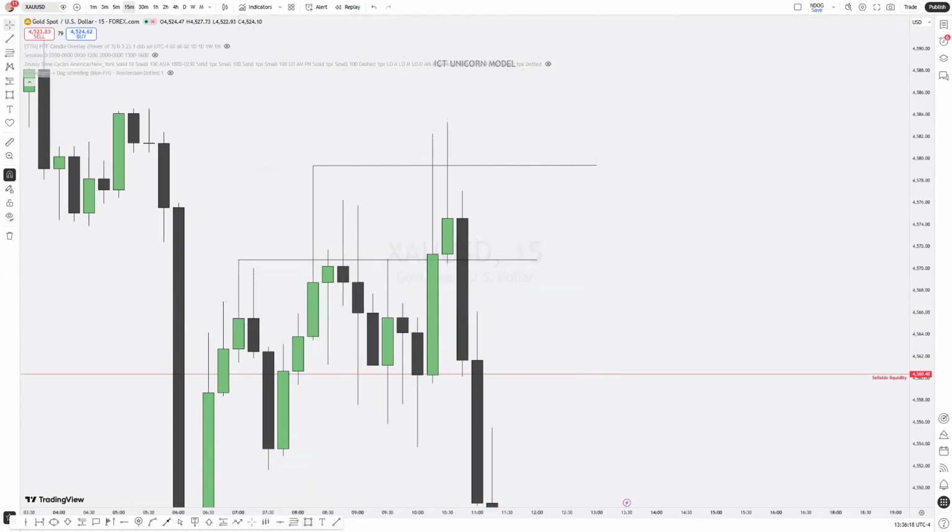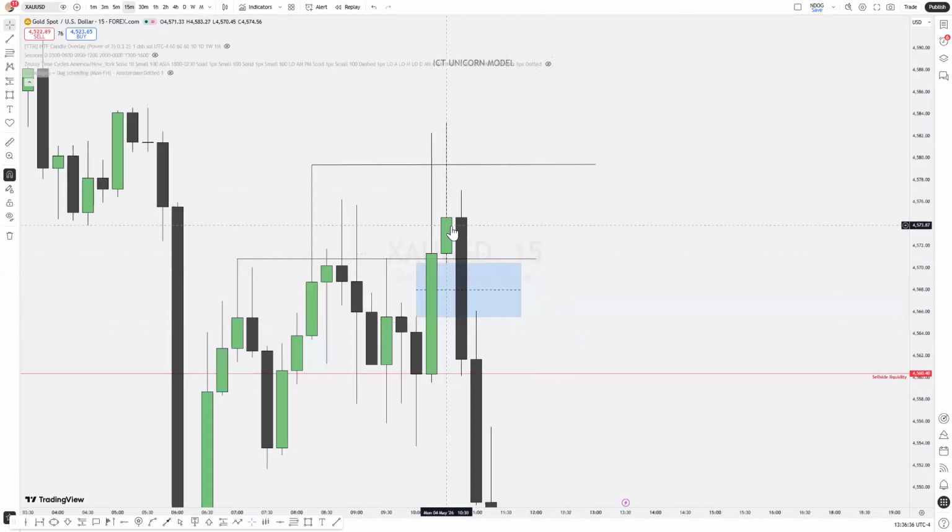Now we have a bullish fair value gap right here, and we have a bearish fair value gap right here. The first initial fair value gap that was created, that level is referred to as a balanced price range. And when the fair value gap forms that way, most times I'm more interested in the balanced price range than the breaker block. That's one hint I've given to you guys now.